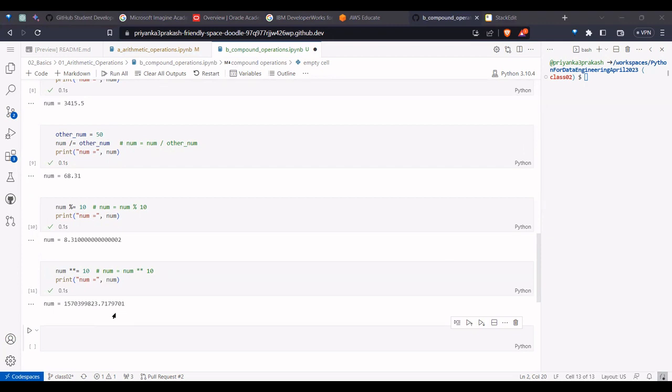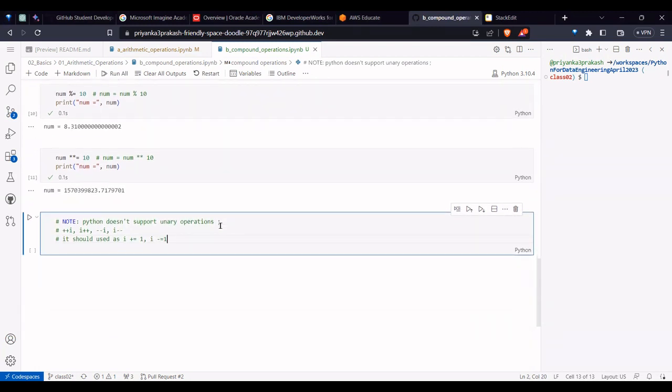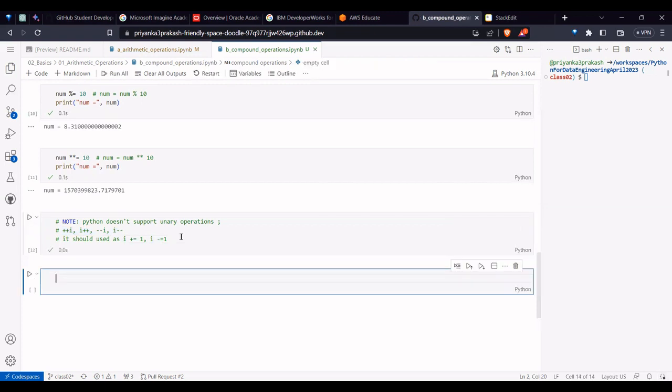But one question was asked, does Python support any unary operations like in C++, Java? Means plus plus, pre-increment, post-increment, pre-decrement, post-decrement. Means first giving a value and then incrementing, or first incrementing the value and then giving the value. That kind of thing is not at all supported in Python. If you just want to increment, you increment with plus equal to. If you want to decrement, minus equal to. That's it. You don't have any other operation.